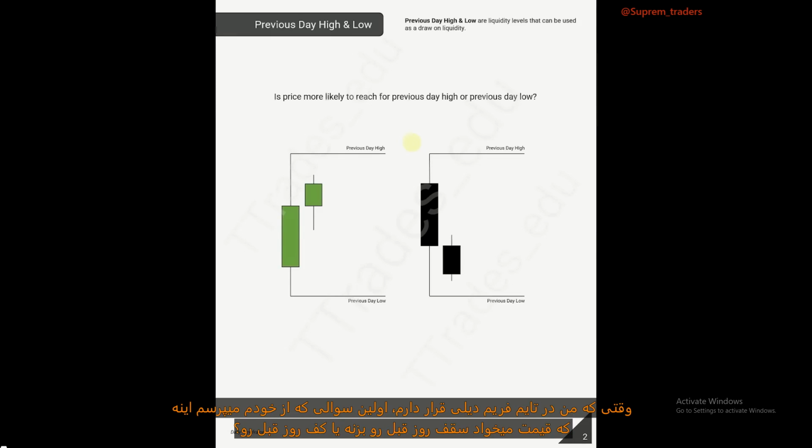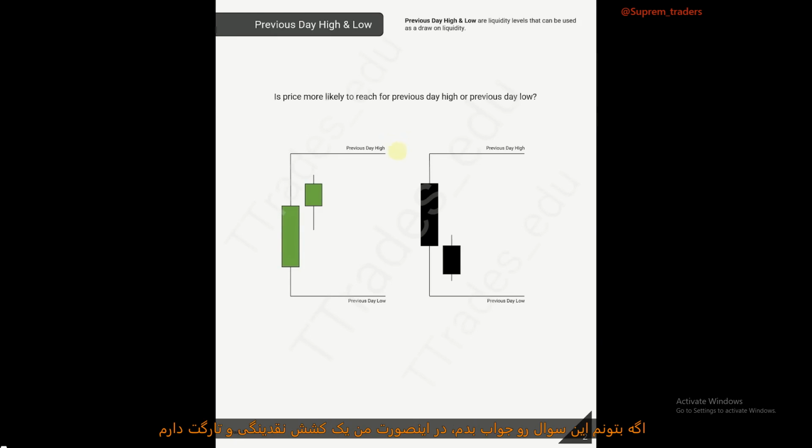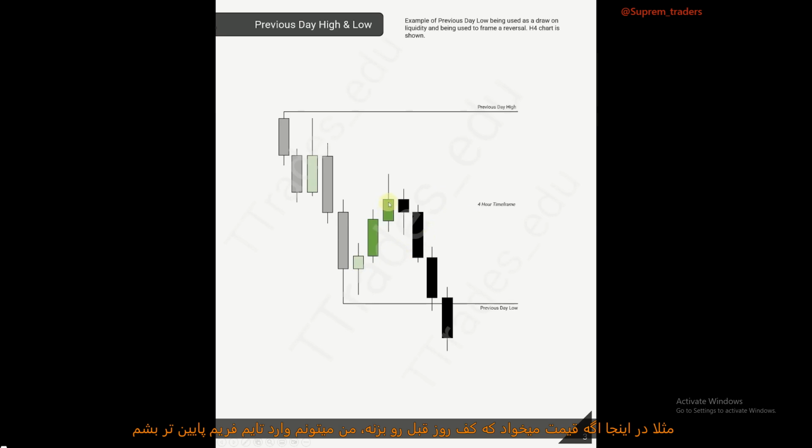When I get into the daily chart, the first question I ask myself is, is price more likely to reach previous day's high or previous day's low? If I can answer this question, I then have a draw on liquidity and a target, and I can look to frame an entry on a lower time frame. So for example here, if price is going to be reaching for previous day's low, I can drop down to a lower time frame and look to find a point of interest to frame a trade towards that previous day's low.